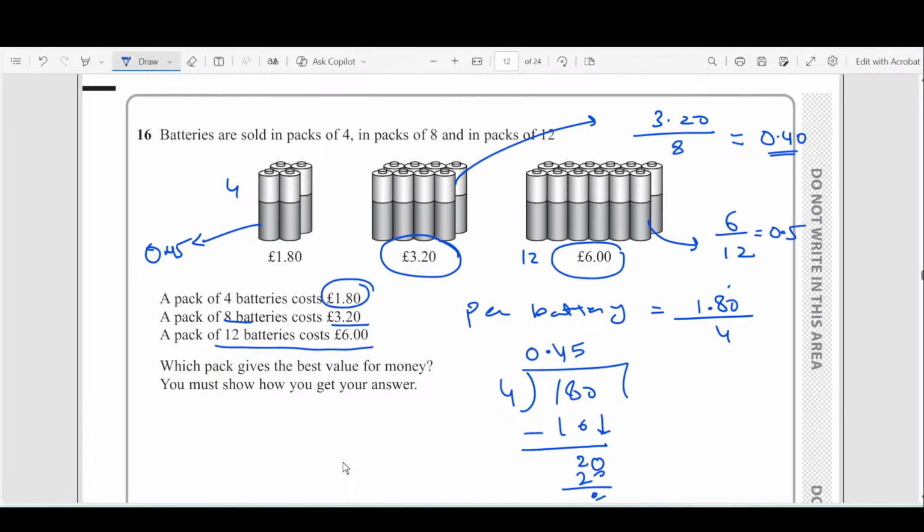So as you can see, if you compare the cost per battery, here we have 0.45, right? For the second one, 0.40, for the third, 0.5. So the lowest cost per battery is 0.40, which is the best value for money because it has the lowest cost per battery, which is 40 pence, right? So it's the pack of 8 batteries, the second pack. This one.